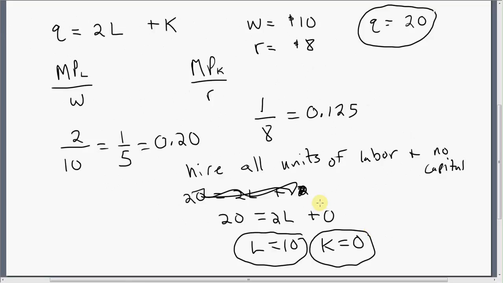Alright, let's do one other special type of production function. This is going to be perfect complements, or sometimes called fixed proportions.